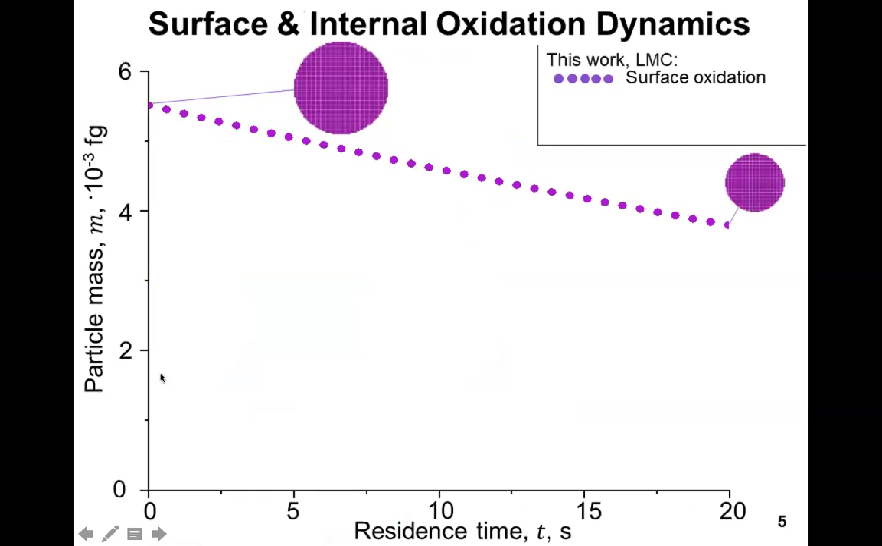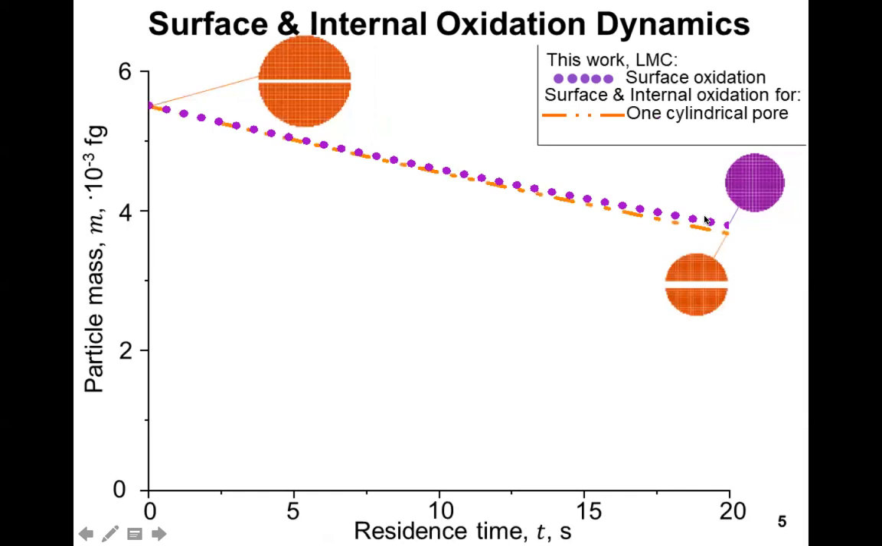So here I'm presenting you the reduction of the particle mass obtained as a function of time using our lattice Monte Carlo model. In particular, here you can see the mass reduction of non-porous particles that undergo only surface oxidation. At the low temperature that we use here, surface oxidation is very slow. So the mass of this nanoparticle is only partly reduced. It is not completely consumed within 20 seconds.